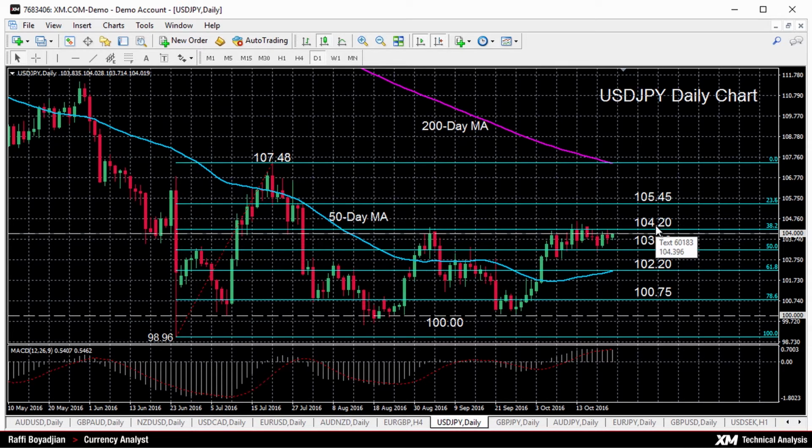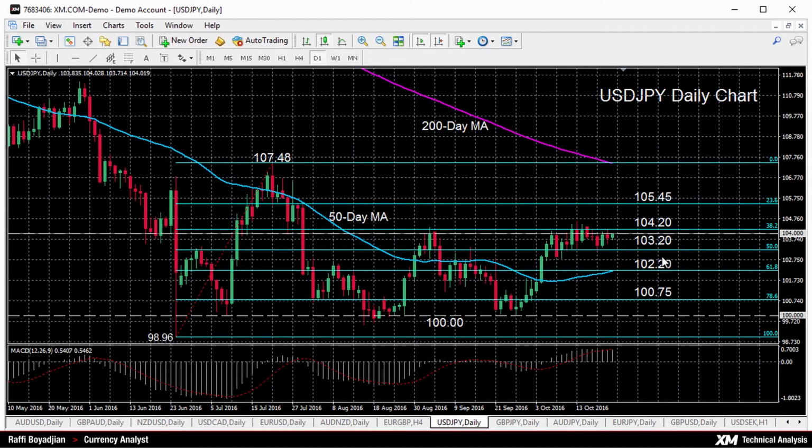However, in the longer term view, prices would need to challenge the July 21 high of 107.48 to break out of the current neutral to bearish outlook. The July 21 high is also where the 200-day moving average is currently converging.